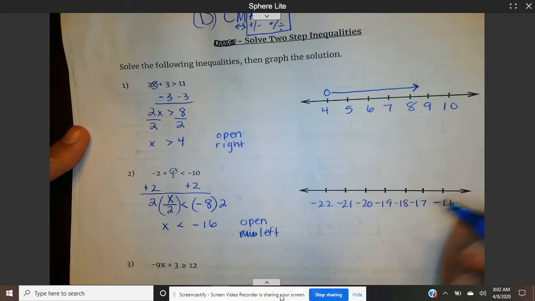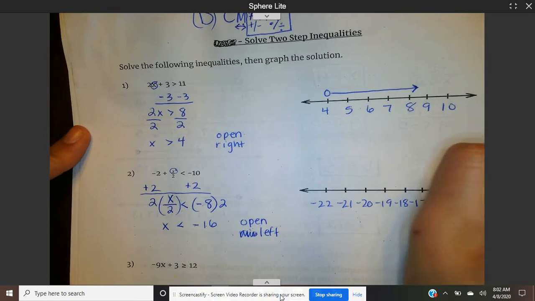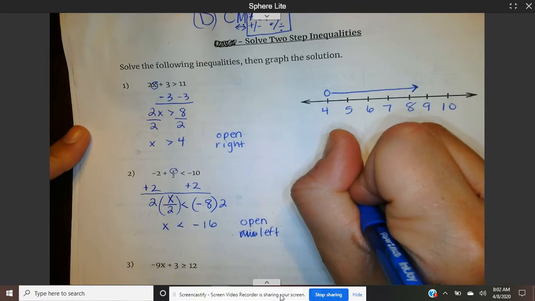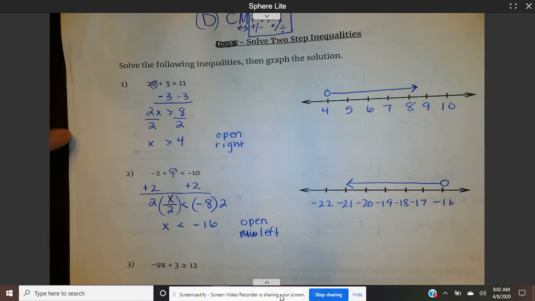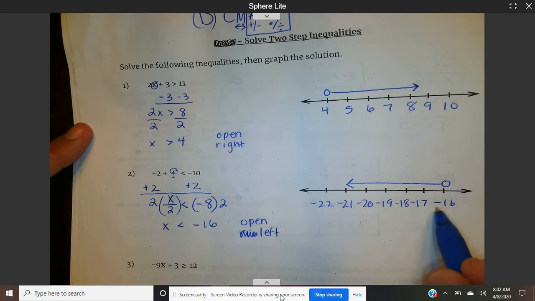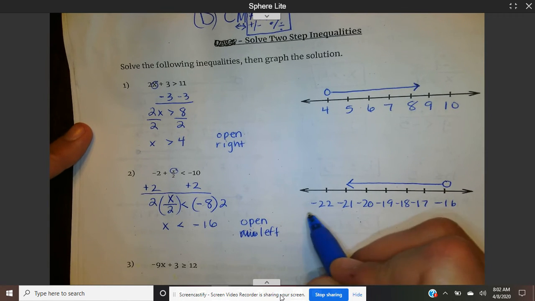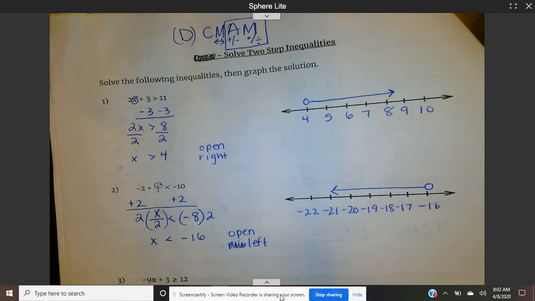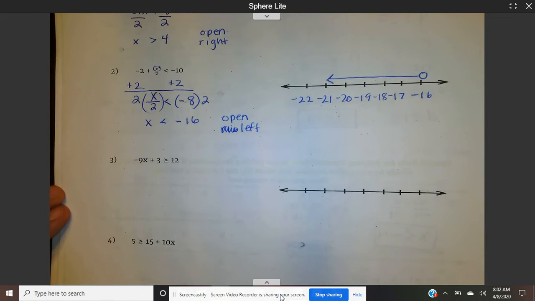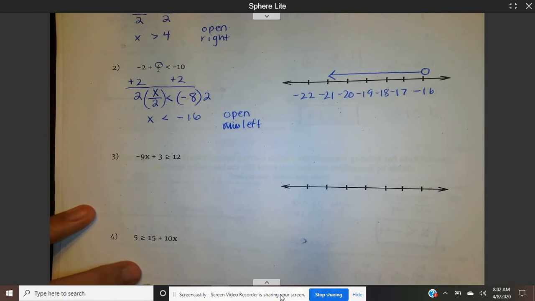Now you guys might be asking me, I only need that one number, so why do I have to fill in the number line all the way? Please fill in the number line all the way. This is hopefully helping you remember your positive and negative numbers. So we're doing a little bit of review as we learn something new.